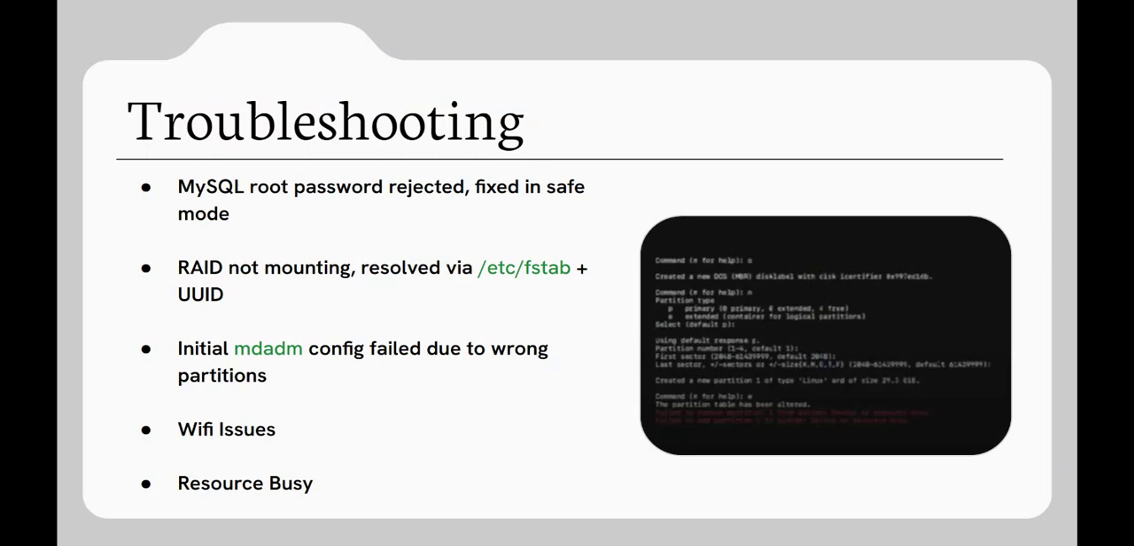Afterwards, the third error I faced was the RAID creation failure. Initially, mdadm gave an error because I had forgotten to set the partition type to Linux RAID Auto Detect. I had to go back and recreate the partitions with the correct type using fdisk.